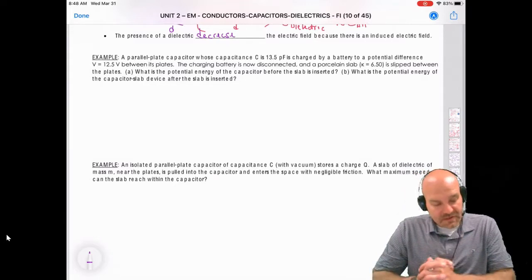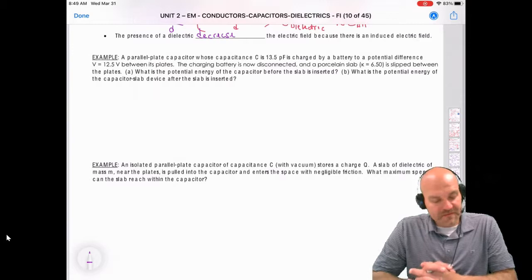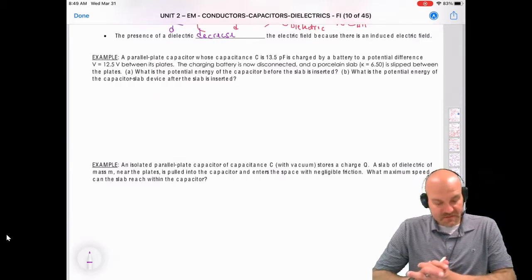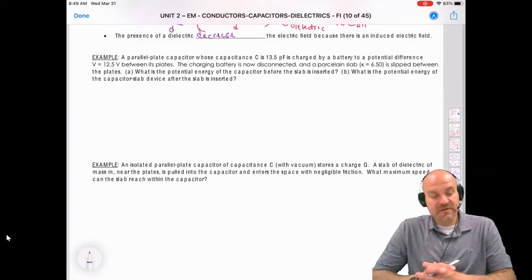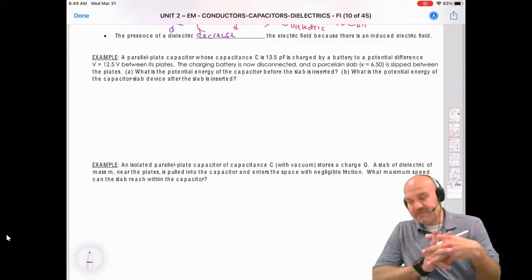Here's the first thing. We have a parallel plate capacitor whose capacitance C is 13.5 picofarads, charged by a battery to a potential difference of 12.5 volts between the plates. The charging battery is now disconnected, and a porcelain slab with a kappa of 6.50 is slipped between the plates. What is the potential energy of the capacitor before the slab is inserted, and what is the potential energy of the capacitor slab device after the slab is inserted?